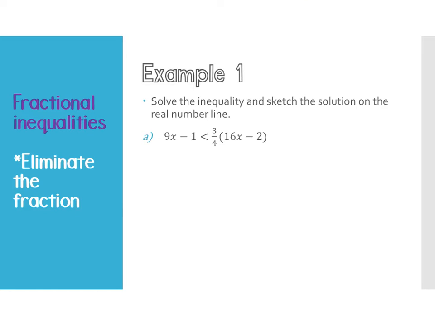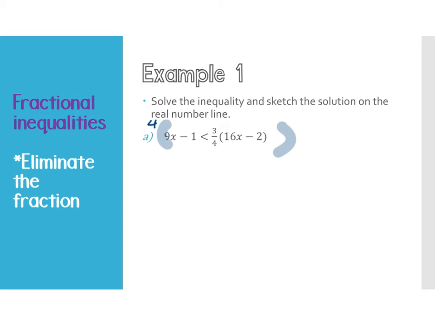Okay, so example 1 says solve the inequality and then sketch the solution on the real number line. So we are going to have just simple inequalities, obviously, but then you've got ones with fractions. And so we want to do the same thing that we did the last time, is get rid of that fraction. It's the easiest thing to do from the beginning. So if you look here, there's only one fraction. The denominator is 4, so I'm going to multiply everything by 4.